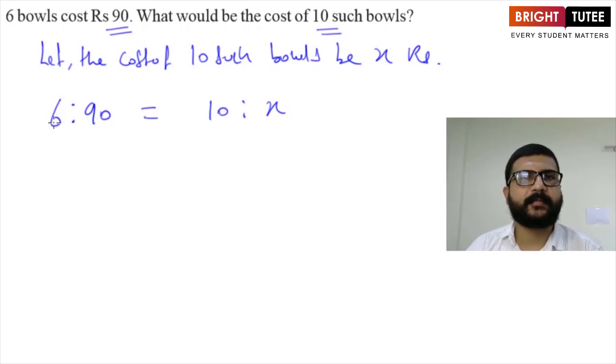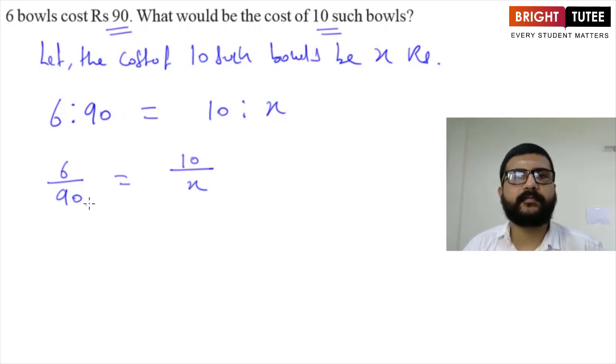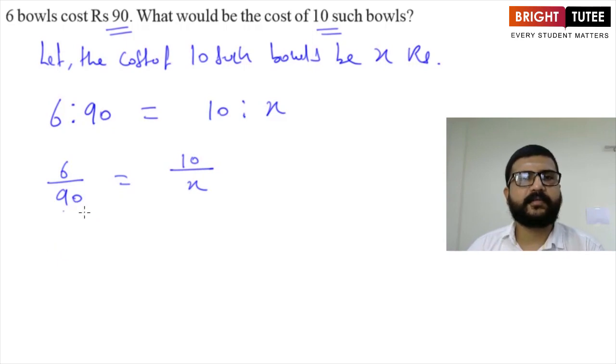Here the ratio is number of bowls is to cost. So here this should also be number of bowls to cost, which is 10 is to x. Now from here we can get 6 upon 90 is equal to 10 upon x. Now what we will do? We will multiply both the sides with 90x. So by doing that we will get rid of these denominators.